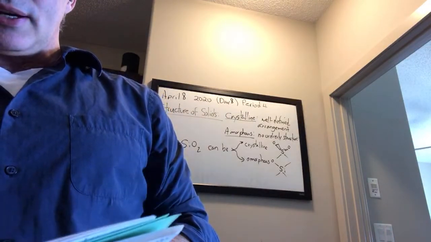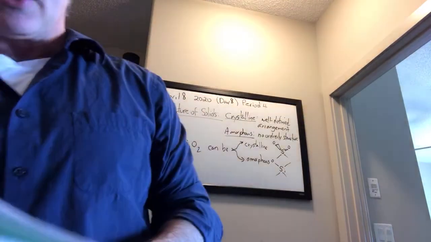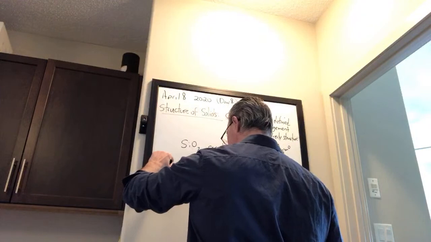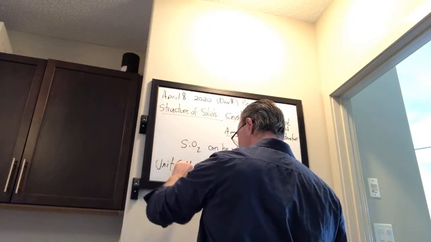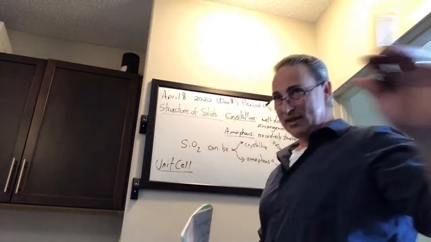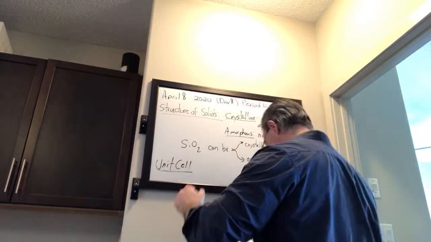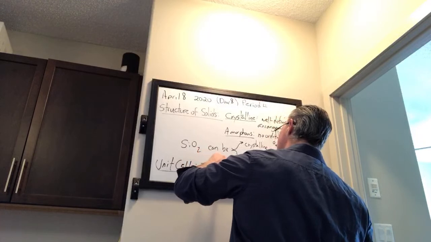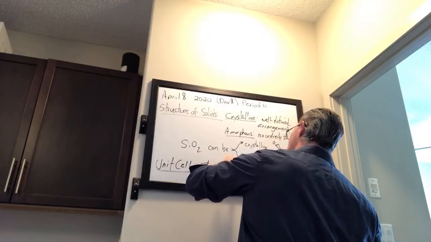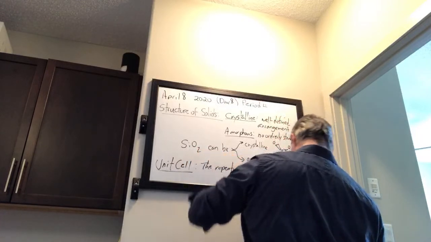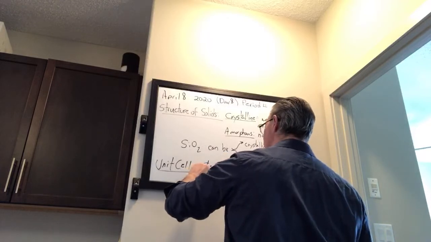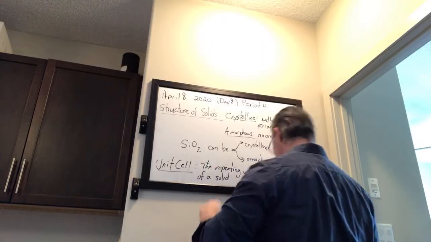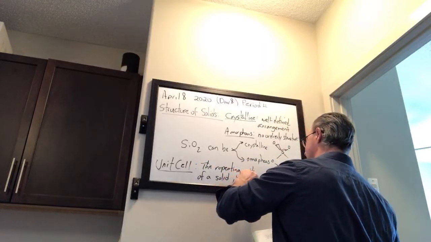The best way to look at a solid is to understand its unit cell. And the unit cell is the sort of repeating brick that makes up the wall. It's the repeating unit of a solid. The crystalline brick, as it were.